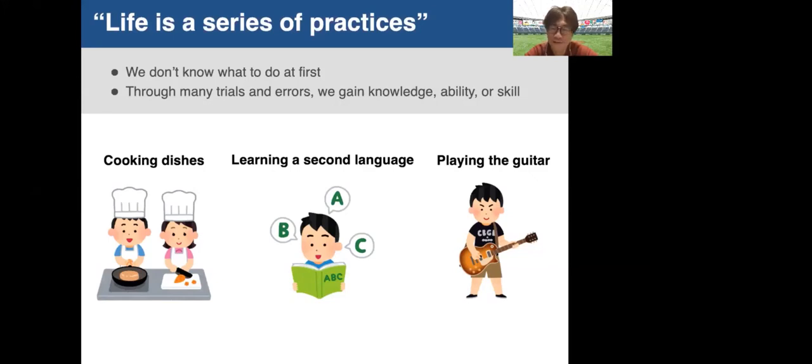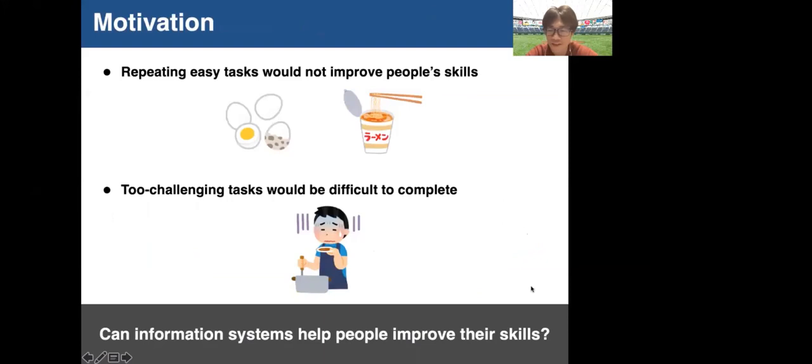And by repeating those processes, they can finally cook very complicated recipes, I think. And I think the same applies to many other real-world domains. For example, learning languages, playing musical instruments, and so on. The one difficulty here is that we don't know what action is the best to improve our skills. If our action is a very easy one, we would not be able to improve our skills. On the other hand, if we try to take very challenging actions, then it's difficult to complete them, and again, we would not be able to improve our skills.